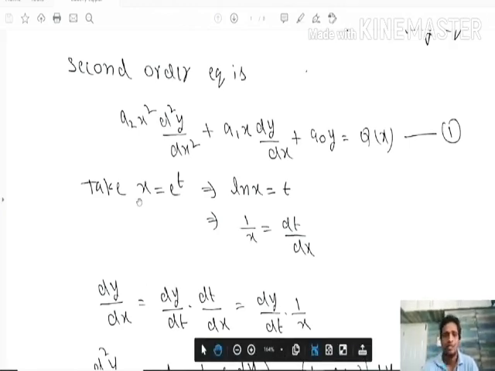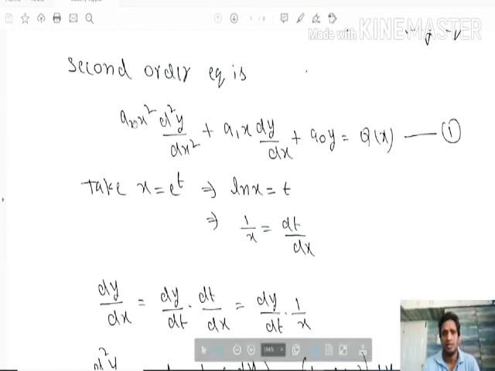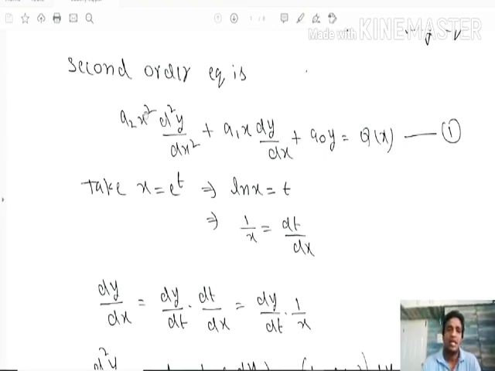I am here showing you the second order Cauchy-Euler equation, that is some constant into x square into d square y by dx square plus a1 x into dy by dx plus a0 into y is equal to q of x. The easiest way to identify the Cauchy-Euler equation is that the power of x is the same as the order of the derivative. See here, x square means d square y by dx square. x power 1 goes with dy. Here there is no x, that means x power 0, and the derivative is also 0.